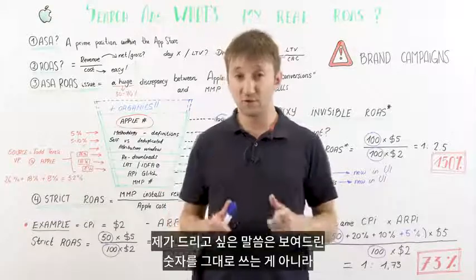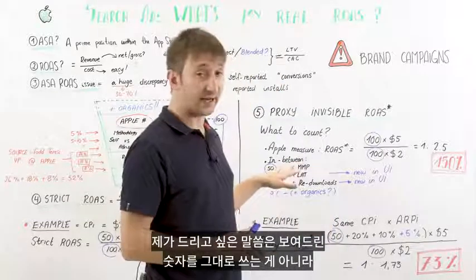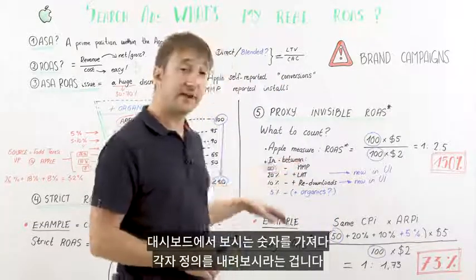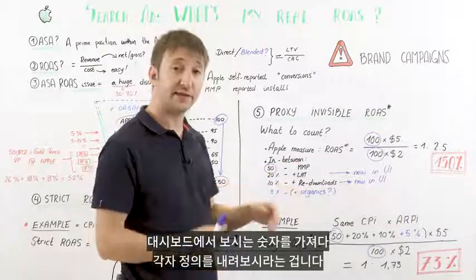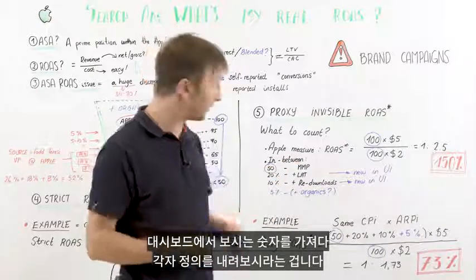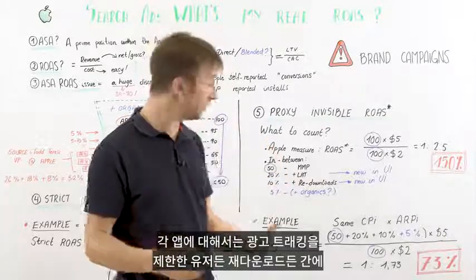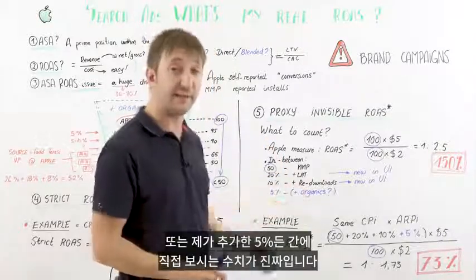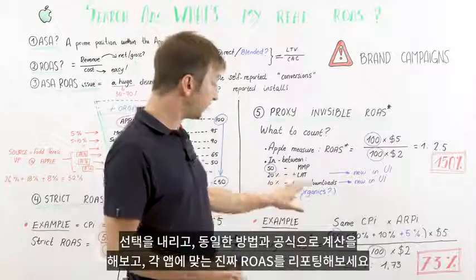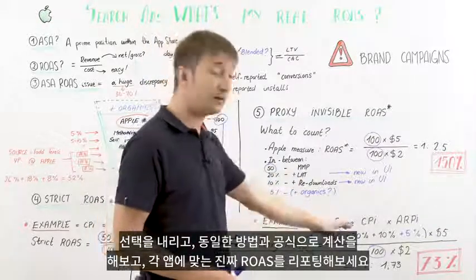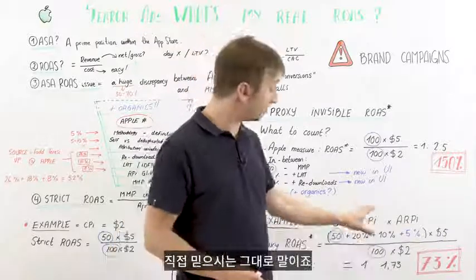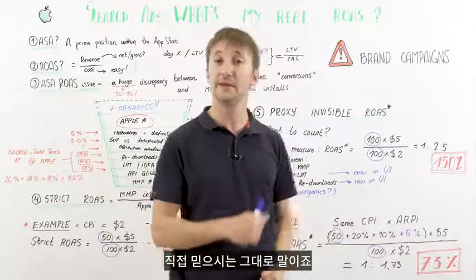What I invite you to do is actually not to take my numbers, but define by yourself the numbers that you see in your interface and what you believe is true for your own app. Whether it's from the limited tracking users, the re-downloads, or this extra 5% that I'm adding, make your own choice, determine your formula with the same methodology, and report what the ROAS is for your app, what you believe it is.